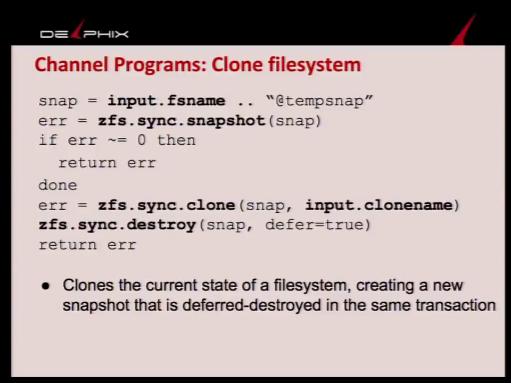And we can also decide how to handle the errors. So when we do one of these base fundamental operations, like I want to create this snapshot with this name, it gives us an error. And the program can decide how we want to handle that. In this case, we're saying if the error is non-zero, if there's any kind of error, then we just want to bail out of the whole program and return. But if it succeeded, then we can create the clone and then mark the clone for defer destroy.